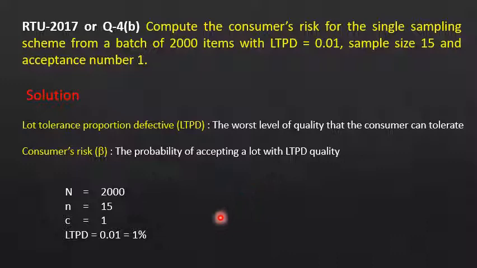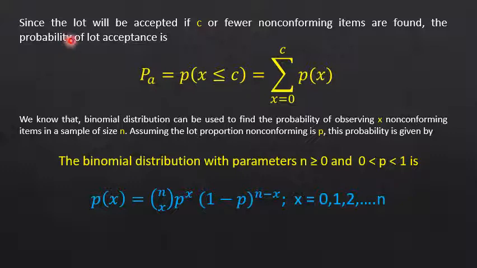So ultimately we have to calculate the probability of accepting a lot, and this is given in the question: N is equal to 2000, small n is equal to 15, C is equal to 1, and LTPD is equal to 1% or 0.01. Since the lot will be accepted if C or fewer non-conforming items are found, the probability of lot acceptance formula is: PA is equal to P(x less than or equal to C), equal to summation x equal to 0 to C of P(x).